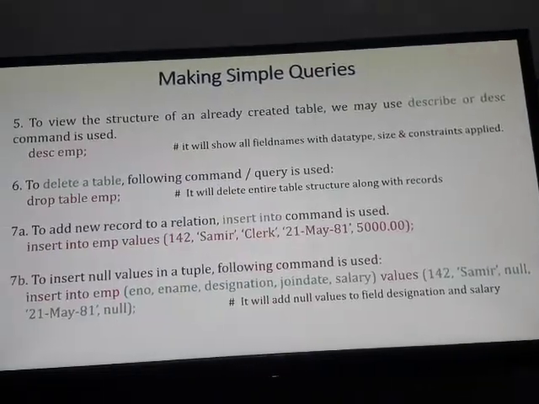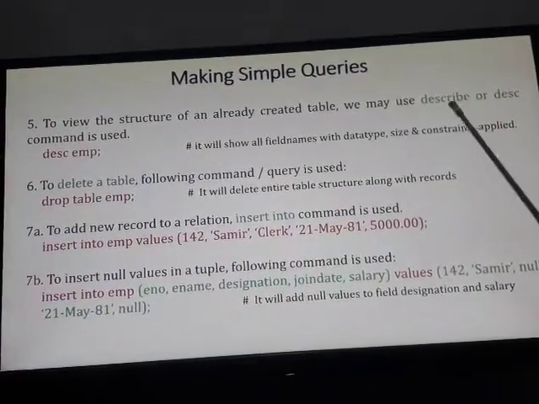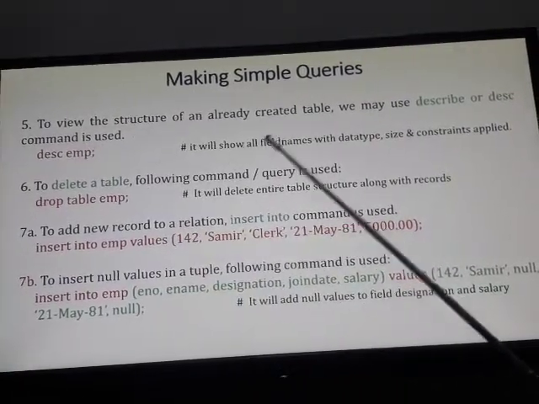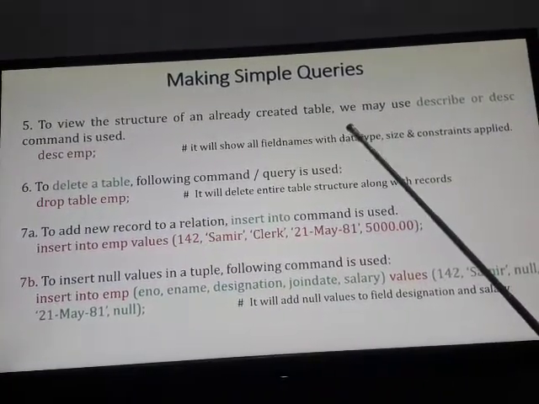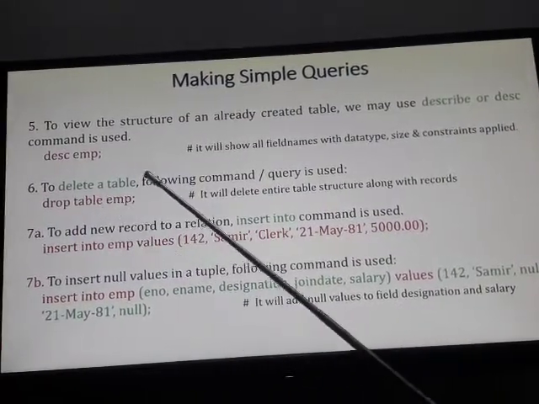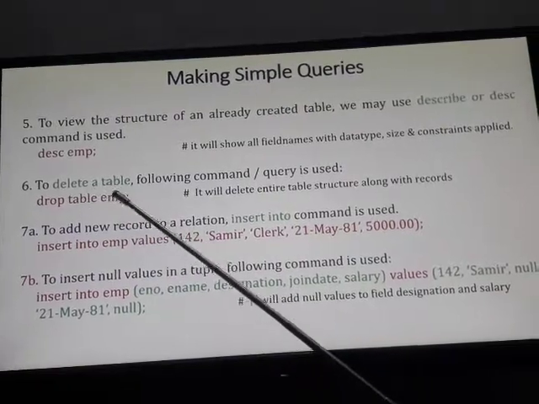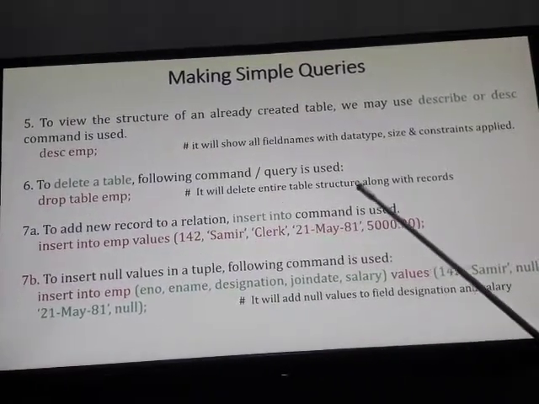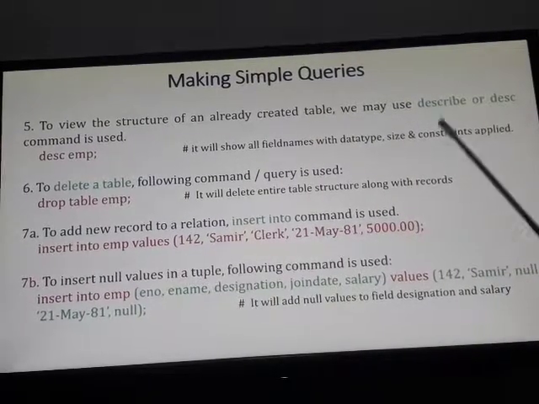Then comes to the next slide. Here, when a table is created, we can see its structure using desc command, desc emp. It will show all the fields along with their type, size and constraints applied on that table. Next, we can drop a table, that means delete a table using this drop command. It will delete entire table structure along with the records.